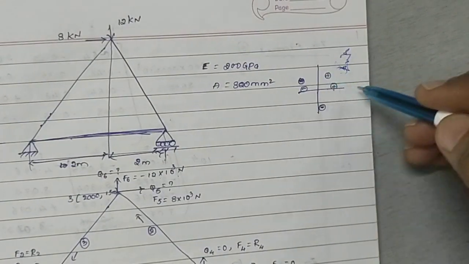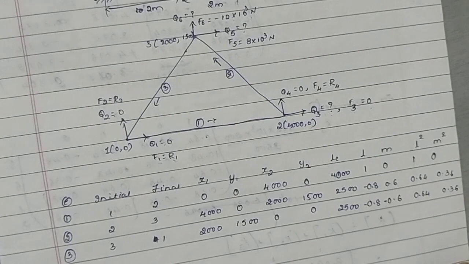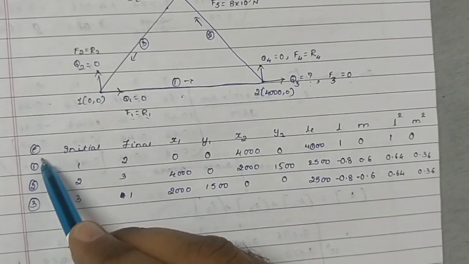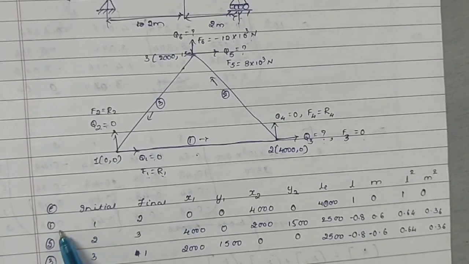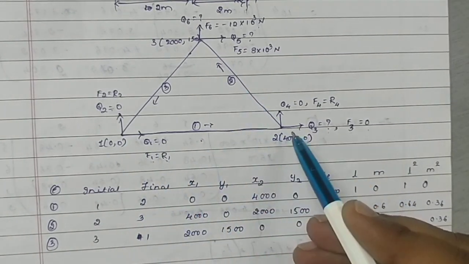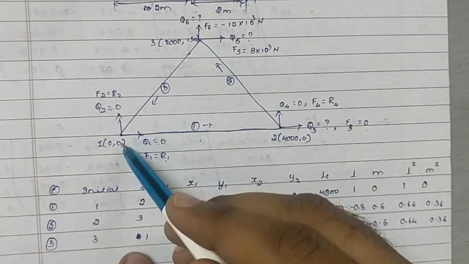So this is just the coordinates, positive, positive, negative, negative, for your understanding. Rest all the steps are similar if you do till this one. Next, the element connectivity table for elements 1, 2, 3, with initial node and final node. The first element is between nodes 1 and 2. The second element is between nodes 2 and 3. The third element is between nodes 3 and 1.